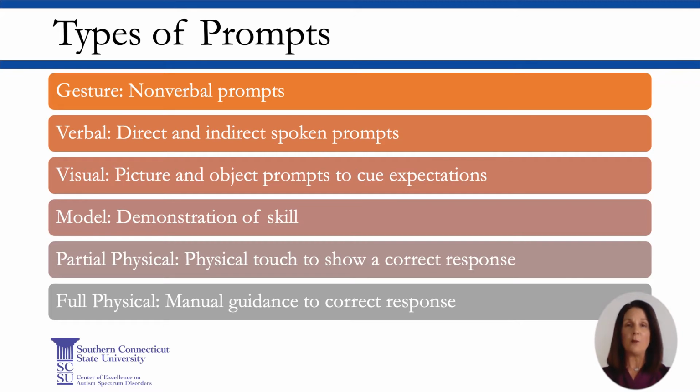There are also visual prompts. Visual prompts and object prompts provide information that lead a student towards performing the task correctly. There are also model prompts. That's the one that I really needed to help me get through my computer learning. So model is a demonstration. Finally, we have physical prompts. There are partial physical prompts, and there are full physical prompts. Partial physical prompts are a touch to show the correct response, and full physical prompts use full manual physical guidance to actually help a student perform the skill.